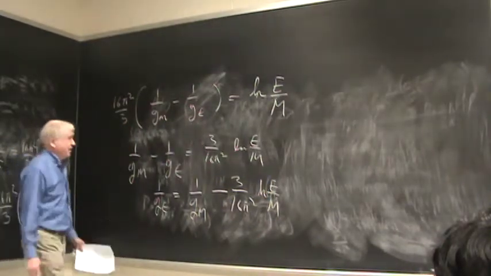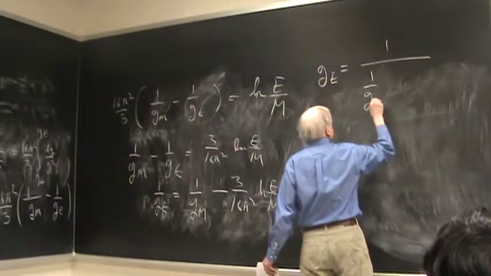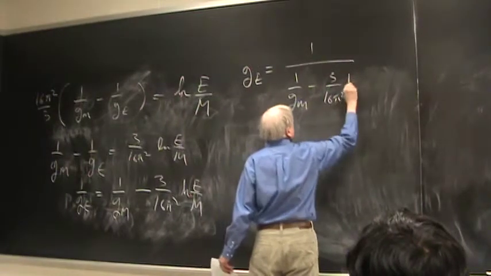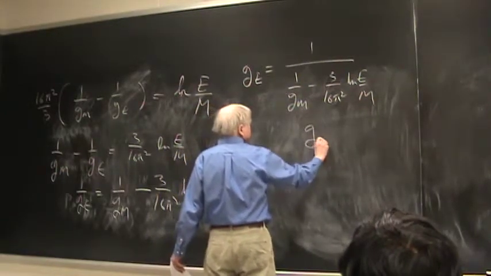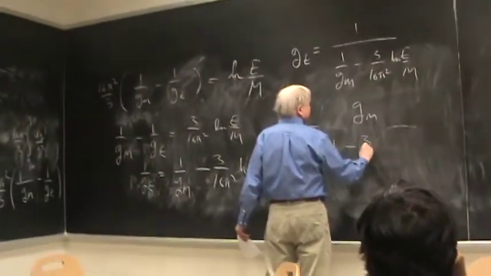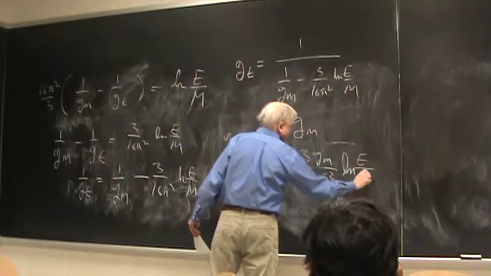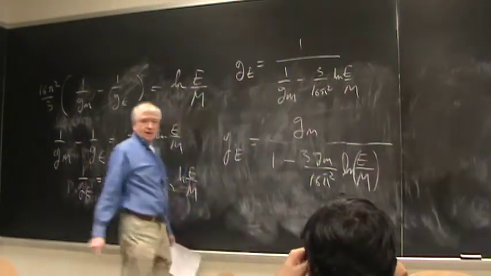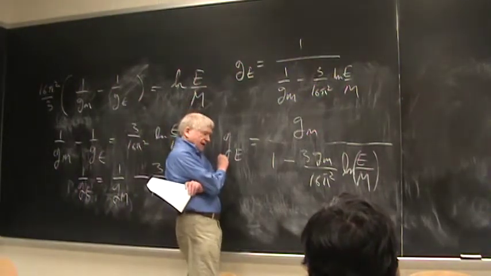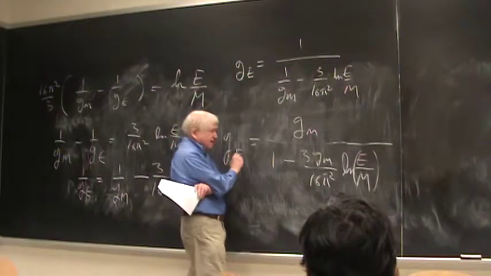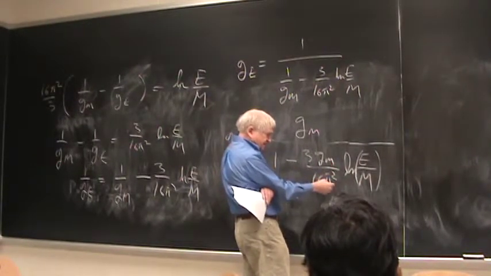So now we're almost there. We just invert both sides. And we get g_E is 1 over the quantity 1 over g_M minus 3 over 16 pi squared log E over M. And now we multiply both sides, top and bottom, by g_M. And we get g_M over 1 minus 3 g_M over 16 pi squared log E over M. Okay. All right. So this tells us how the coupling constant runs. The coupling constant at energy scale E is the coupling constant at some lower energy scale divided by 1 minus 3g at that lower scale over 16 pi squared, times the log of the ratio.